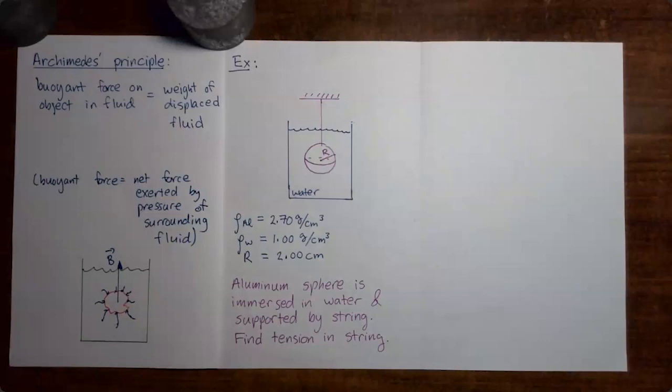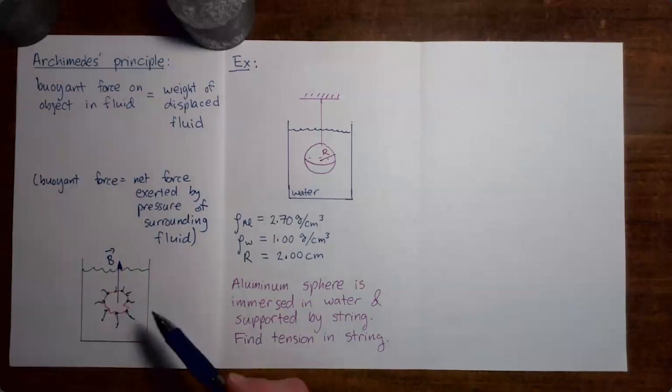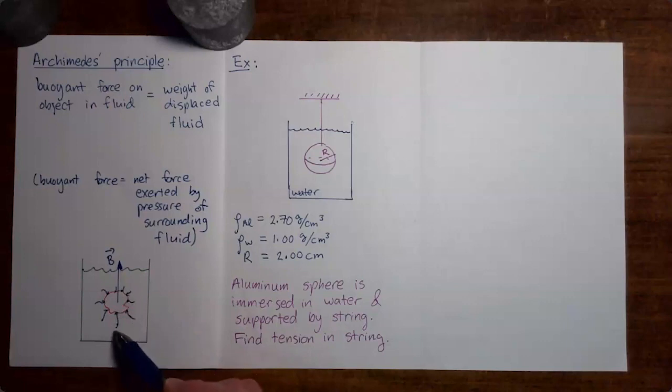In the previous video, I introduced you to Archimedes' Principle. Archimedes' Principle concerns the buoyant force, or the buoyancy force, which is the net force exerted on an object immersed in a fluid by the pressure of the surrounding fluid. Let's say, for example, I have some object here which is immersed in a fluid. I've drawn in all these squiggly arrows to represent the pushes of the surrounding pressure on that object.